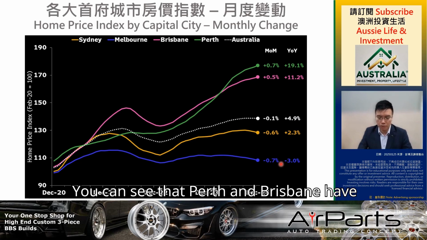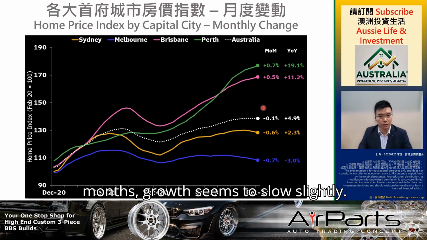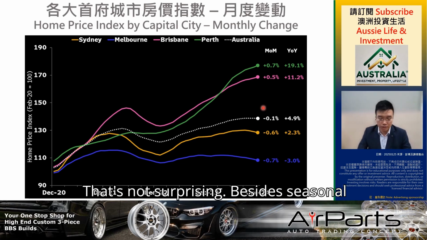You can see that Perth and Brisbane have had stronger growth. However, you might have noticed that in the past couple of months, growth seems to slow slightly. That's not surprising.